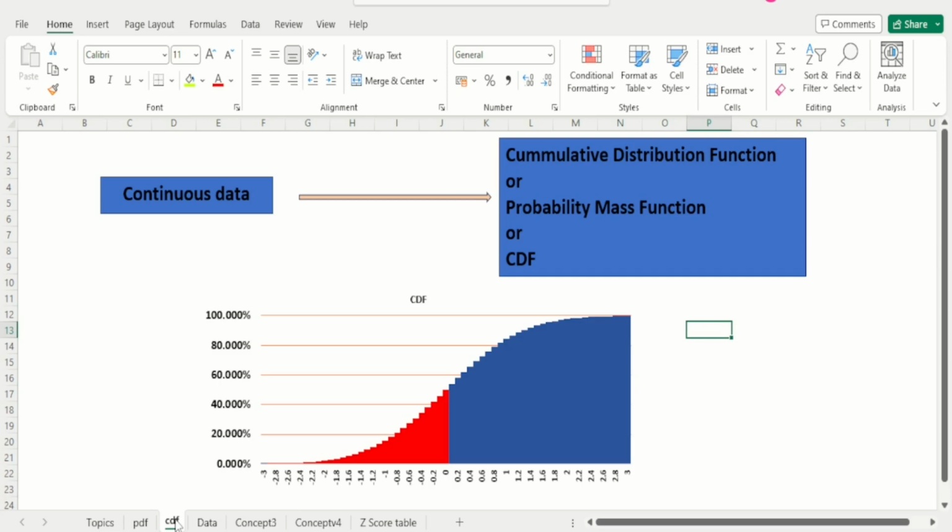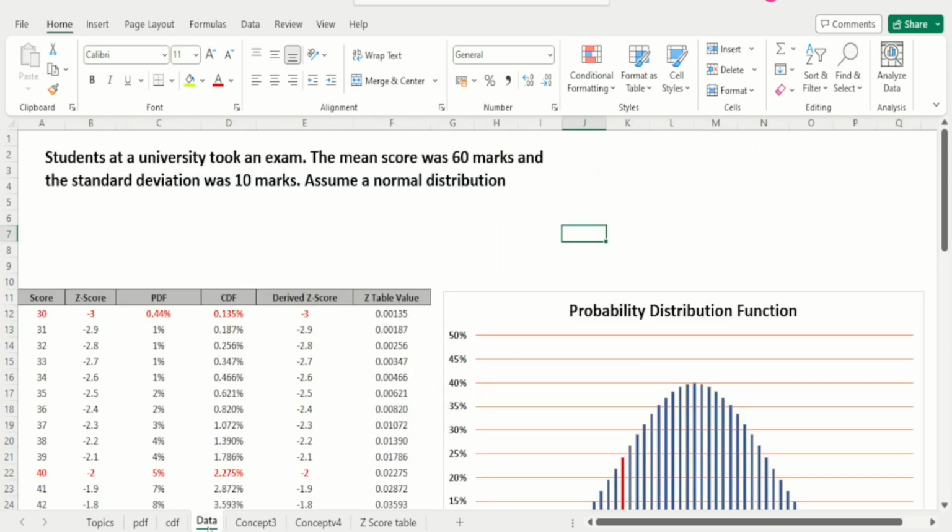If you've seen that video or if you've dealt with that topic in the past yourself, I'm sure you will be able to correlate with the concept of area to the left of a point for a normal distribution. So let's look at some actual formulas in action. We'll begin with a standard example that we've used in the past.